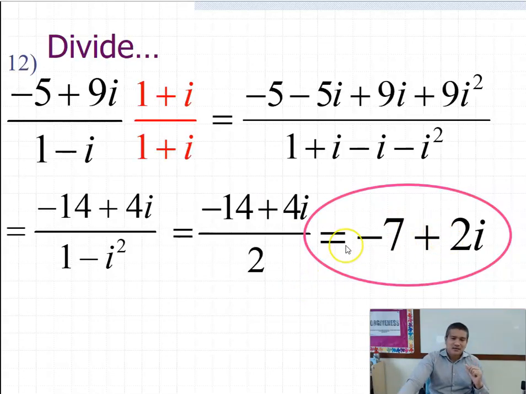So going back here, when you simplify, be careful with the sign. For example, here, the negative i squared: don't include the negative sign first before you simplify the i squared. So i squared is equal to negative 1, and negative 1 times a negative becomes a positive. So that is 1 plus 1, because i squared is equal to negative 1. That is how we get 2.